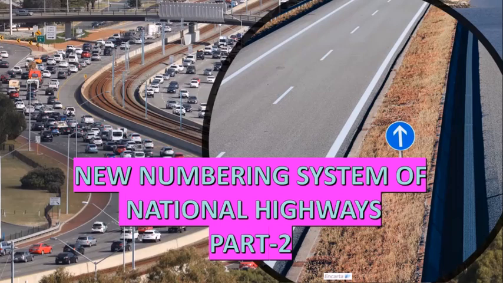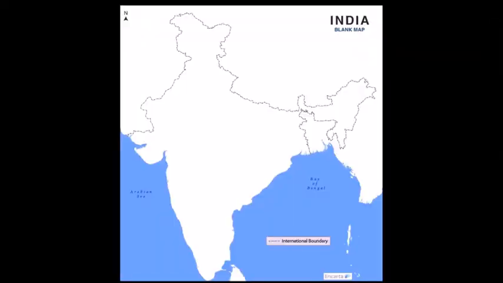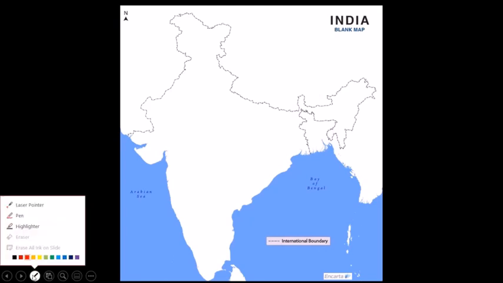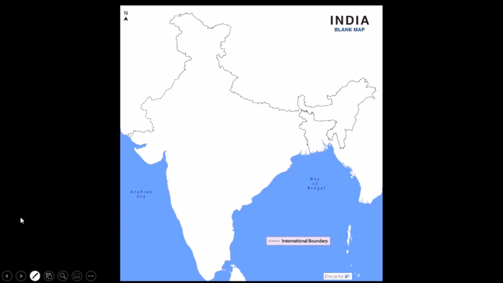I welcome you all once again to part 2 of the new numbering system. And here is the map of our country, and let's find out how these numbers are allotted. Before going to this topic, we have to know some important concepts related to our country India, its geographical condition, etc.